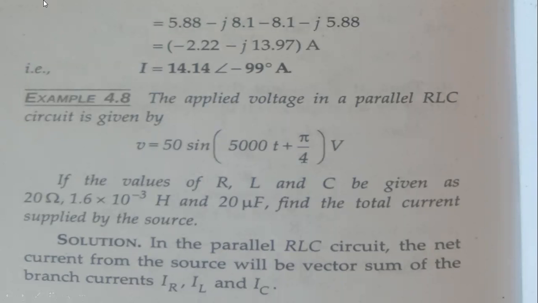See here, if you want to simplify, you can. Okay, the simplified equation is mentioned here: 5.88 minus j of 8.1 minus 8.1 minus j of 5.88. So in this way, this 5.88 and the 8.1, you will get minus 2.22, and this is minus j 8.1 and minus j 5.88, that will be 13.97. That is in the imaginary. So this is the real, this is the 2.22. 2.22 is the real, and this 13.97 is the imaginary.